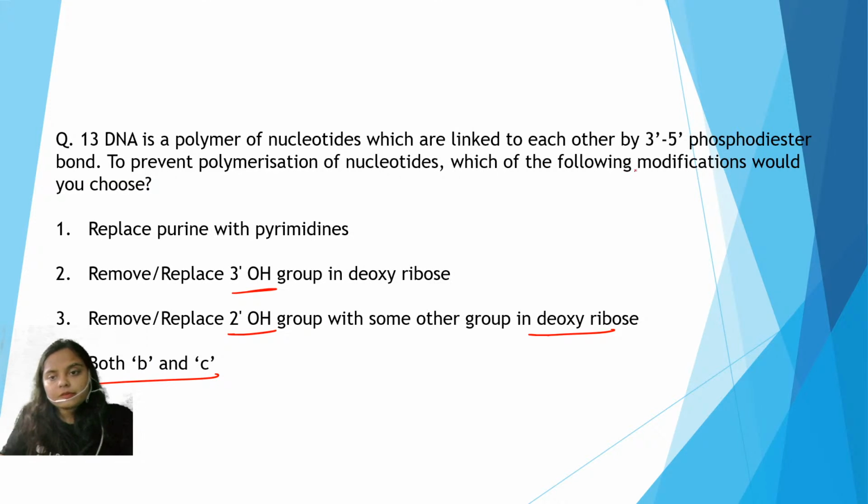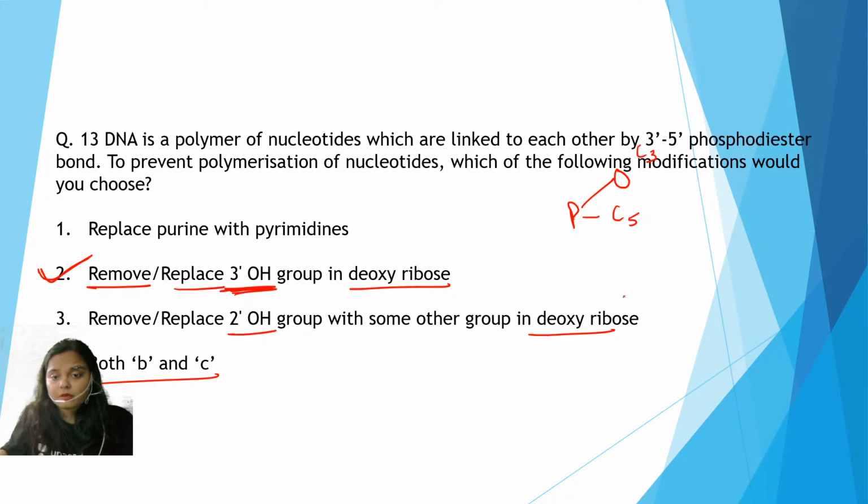So I have already shown you how the polymerization takes place. Absolutely correct, Karthik. See, I told you that the phosphate which is present at the fifth carbon of one nucleotide attaches with the oxygen present at the third carbon of the second nucleotide. Right now, if you remove this third OH group, then this ester bond will not be formed. Thus, the polymerization will be stopped. So the right answer is option number 2. Either remove or replace this third hydroxyl group in deoxyribose.